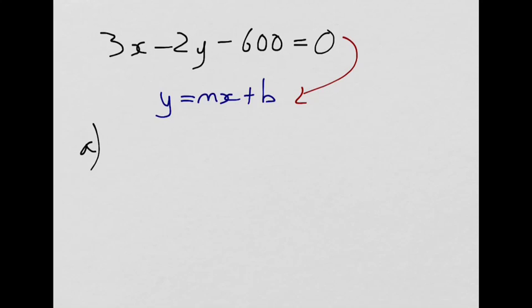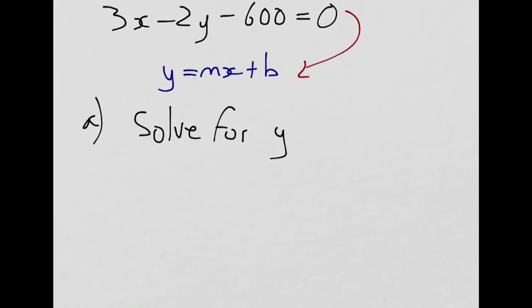Here's the key. You'll notice that in slope-intercept form, y is isolated. Right? It's just y equals a bunch of other stuff. So the key to converting any linear equation into slope-intercept form is to solve for y. Am I clear on that? That's the key. We're going to solve for y. That's how you convert anything into slope-intercept form. Got it?